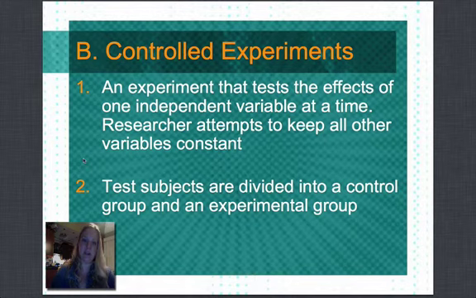So in a controlled experiment, which is what you're going to be doing, it's an experiment that tests the effects of one independent variable at a time. So the researcher is going to attempt to keep all the other variables constant, and I'm going to ask you to do this as well, since you are the researcher. Test subjects are divided into a control group and an experimental group. So in the control group, you want to make sure that they're getting the normal everyday condition. Okay, so in our radish seed experiment, that's the regular water. That would be what they would normally receive.